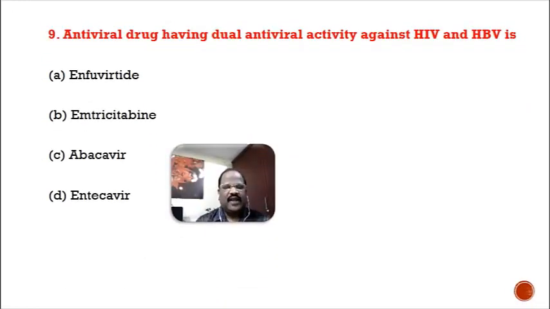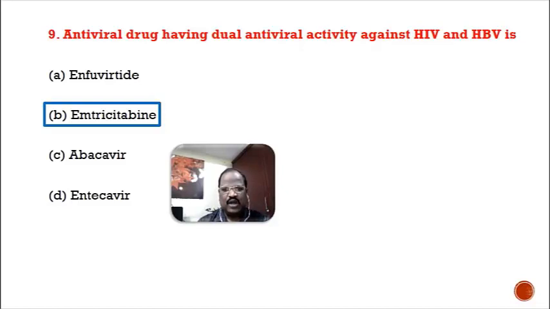Question number 9. Which antiviral drug has dual antiviral activity, acting against HIV as well as hepatitis B virus? Among the given options: enfuvirtide, emtricitabine, abacavir and entecavir. The right answer is emtricitabine. This is a very important question.